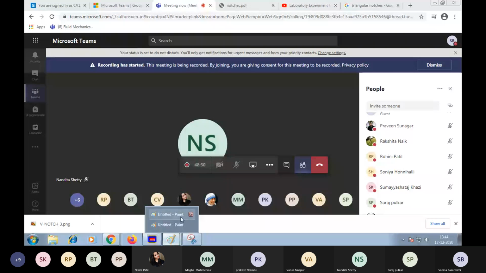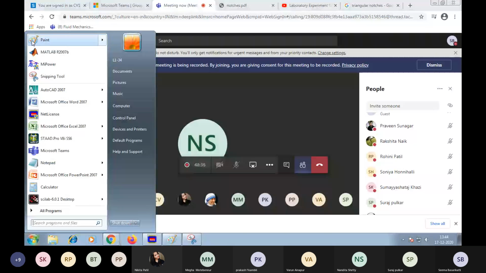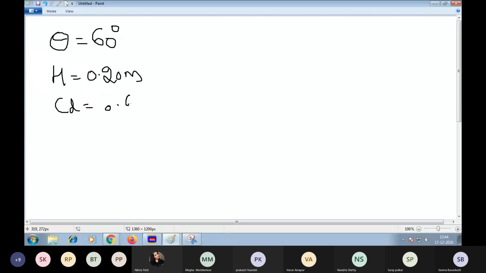So take a problem. Here in this case, find the discharge over a triangular notch of an angle theta, which is given as 60 degrees, when the head over the triangular notch, that is H, is 0.20 meter, and the value of CD is taken as 0.6. Calculate the discharge for a triangular notch.